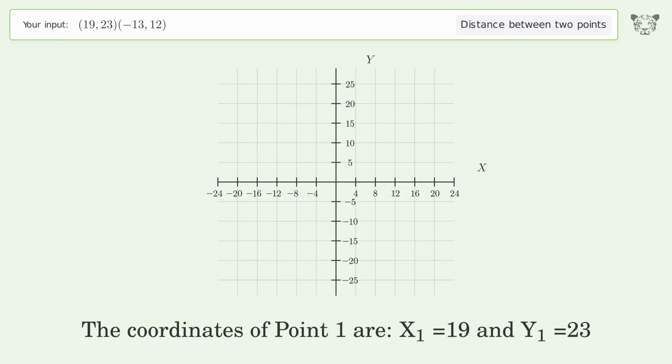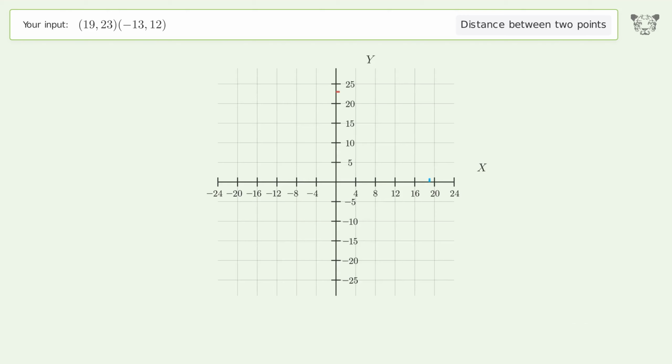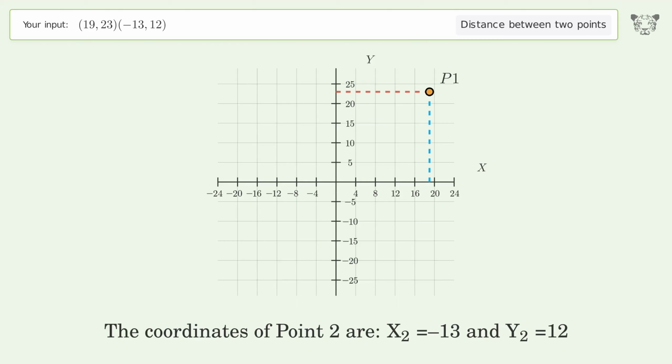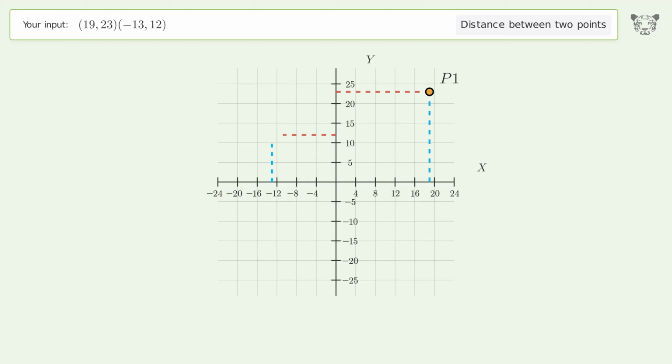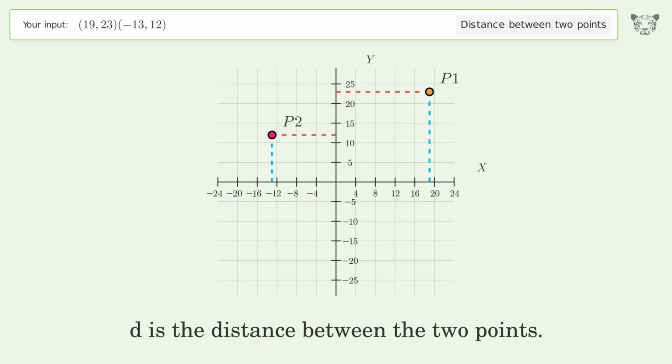The coordinates of point 1 are x1 equals 19 and y1 equals 23. The coordinates of point 2 are x2 equals negative 13 and y2 equals 12. D is the distance between the 2 points.